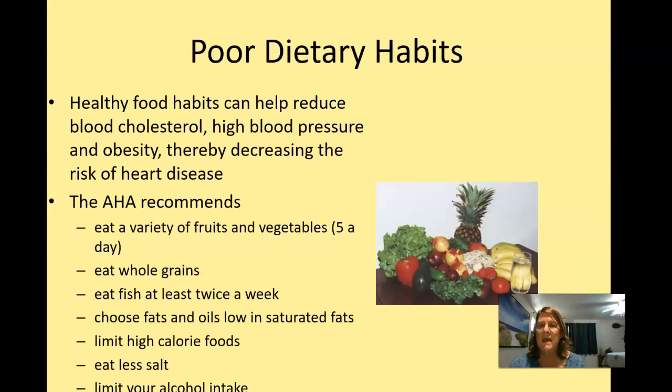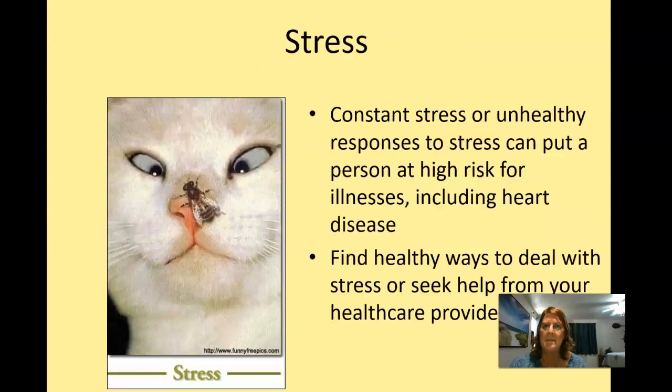So healthy food habits can help reduce blood cholesterol, help you reduce high blood pressure, help with obesity, and thereby decrease your risk of heart disease. So the American Heart Association recommends you eat a variety of fruits and vegetables, at least 5 a day, eat whole grains, eat fish at least twice a week, and choose fats and oils low in saturated fats. And remember, the saturated fats are usually solid at room temperature. Your unsaturated fats are usually liquid at room temperature. Limit your high-calorie foods, eat less salt, and limit your alcohol intake.